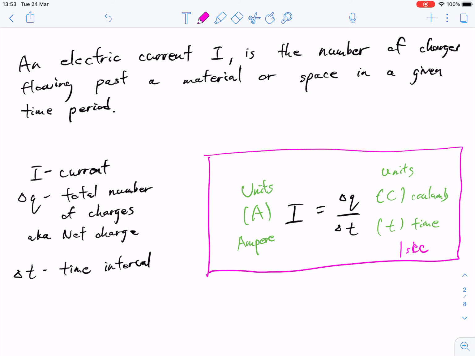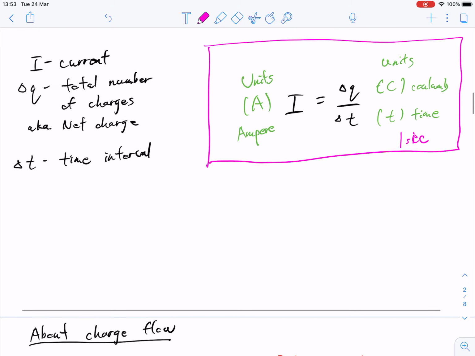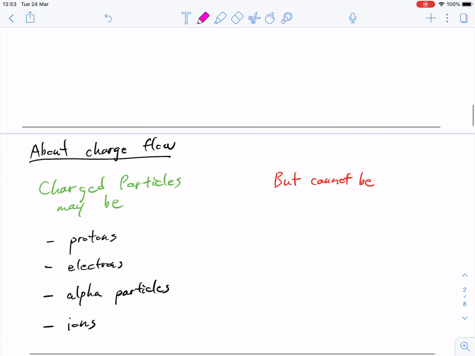And so this is a quick little summary of the formula there, where I is the current, Q is the total number of charges, okay? Or sometimes we refer to it as the net charge passing a particular space or material. And time we already know is a time interval, usually measured every second.